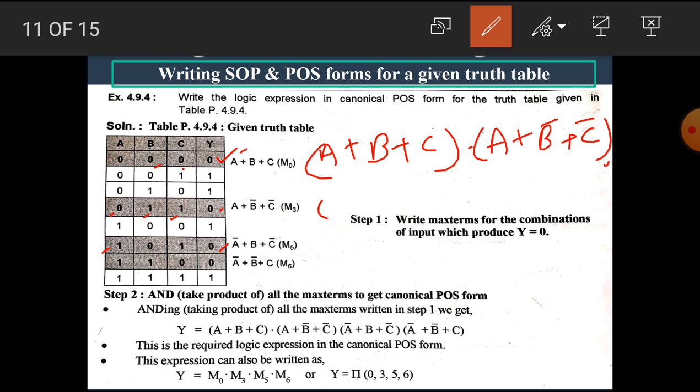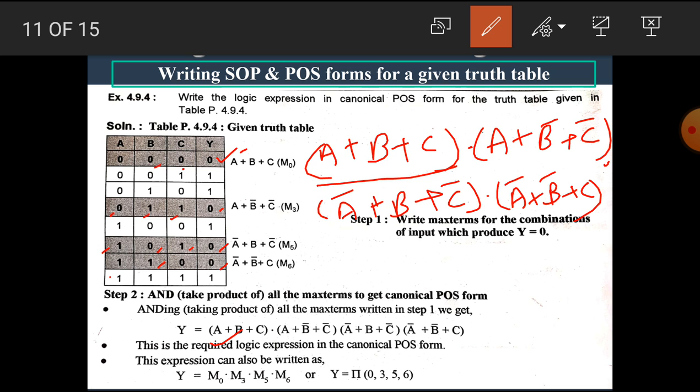A is equal to 1, that means a bar, plus b is equal to 0, that means b, plus c is equal to 1, that means c bar, into last bracket a is equal to 1, that means a bar, plus b is equal to 1, that means b bar, plus c is equal to 0, that means c. Hence we get the final expression here: a plus b plus c into a plus b bar plus c bar into a bar plus b plus c bar into a bar plus b bar plus c.